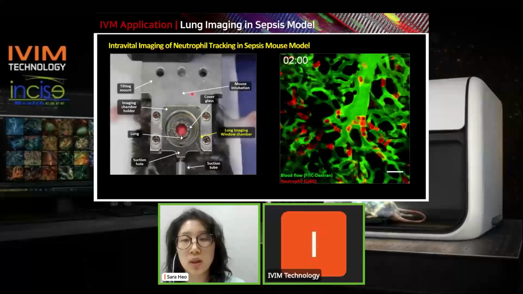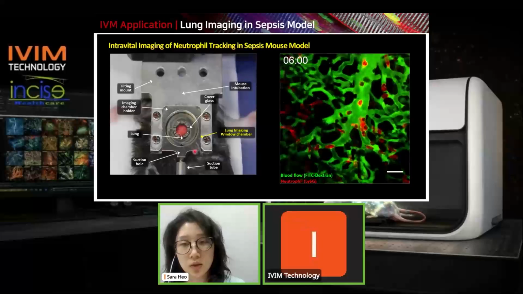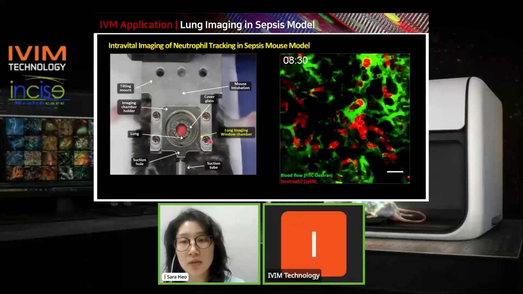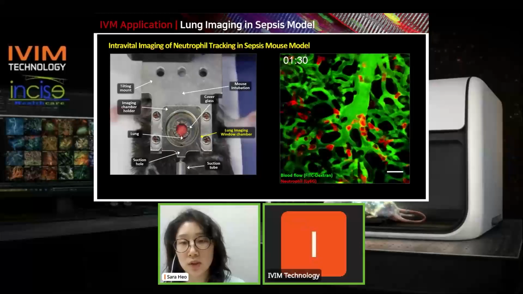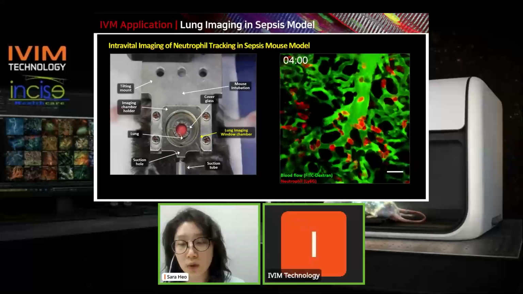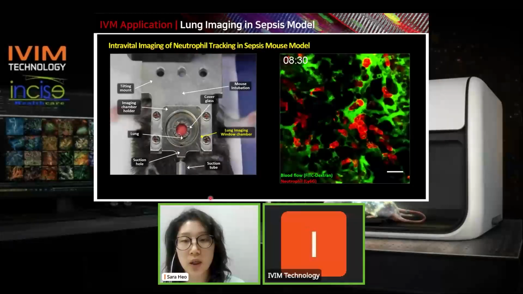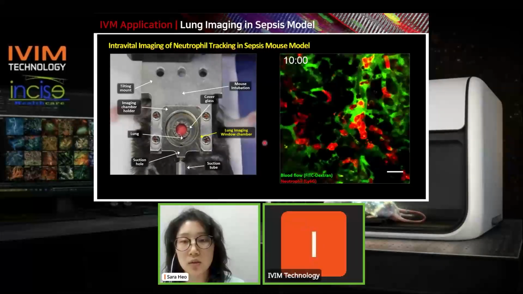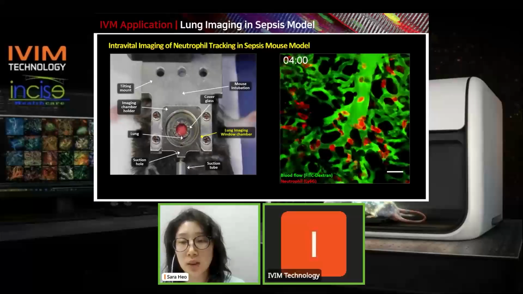So the image on the left shows a closer look at the vacuum imaging chamber. This is a slightly older version, but it works and maintains the same function. Since lung tissue is difficult to image due to respiration, the TMS that I mentioned before maintains a negative pressure that holds the lung tissue and allows us to capture high quality images, just like the image on the right. The image on the right is from the sepsis mouse model.